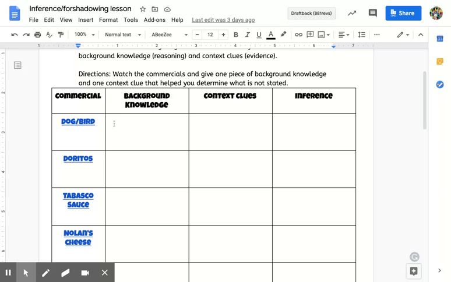So the background knowledge would be they're in a vet clinic because there are people sitting in chairs with their pets. And you would know from prior knowledge that the only time that really happens is if you are at a vet office. Context clues would be the feathers flying, you hear a chomp sound, you hear a squawk, and the mom of the bird has a surprised look on her face. Those are all text clues that lead you to believe that the dog ate the bird.